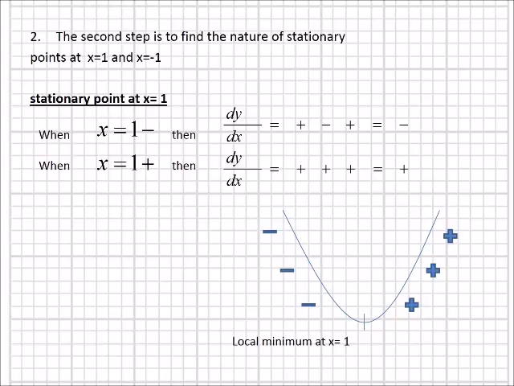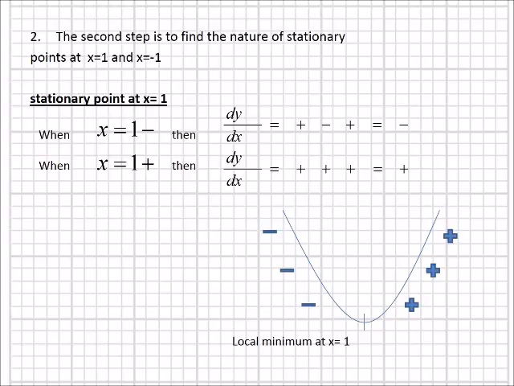For the first stationary point, when x equals 1 minus a little bit, the first factor of the derivative, which is 9, is positive. The second, x minus 1, is negative, and the third, x plus 1, is positive. This means the derivative is the product of a positive number, a negative number, and a positive number, therefore it will equal a negative number. When x equals 1 plus a little bit, again the first factor and x plus 1 are positive. However, this time x minus 1 is also positive, thus the derivative is a product of three positive numbers, resulting in a positive number overall.